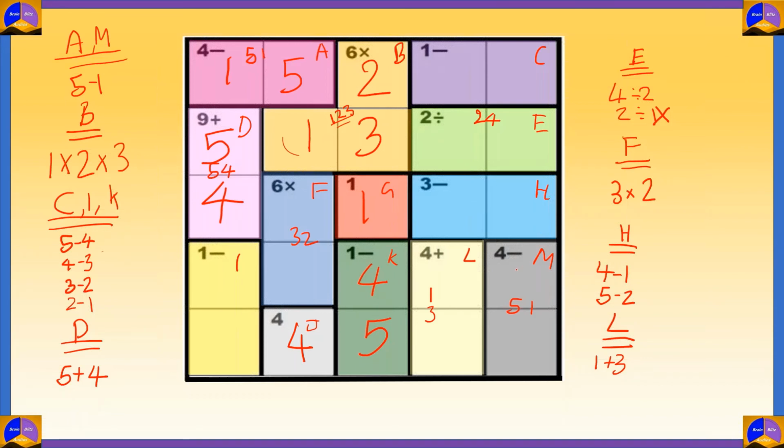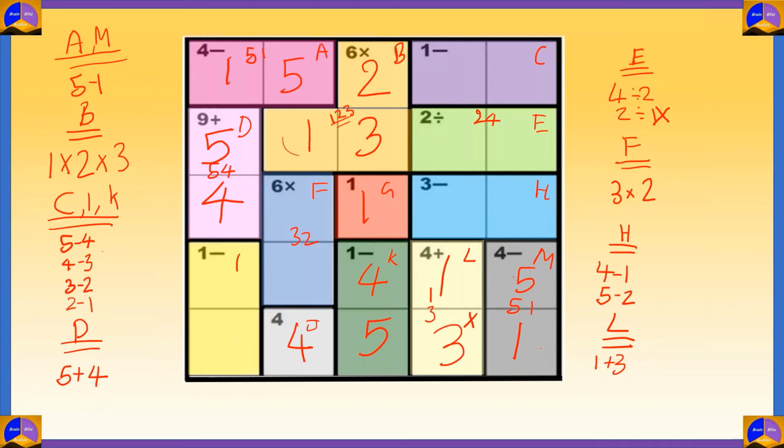Let's look at cage M. In cage M, the option is 5 and 1. Now as 5 came over here, 5 can't be repeated in the same row. So the 5 in cage M will go over here and 1 will come over here. Now as 1 came over here, 1 can't come over here because then it will repeat a 1 in the same row. So 1 will go over here and 3 will go over here.